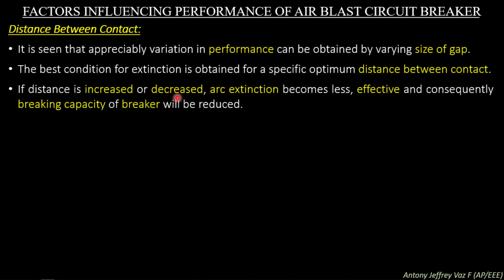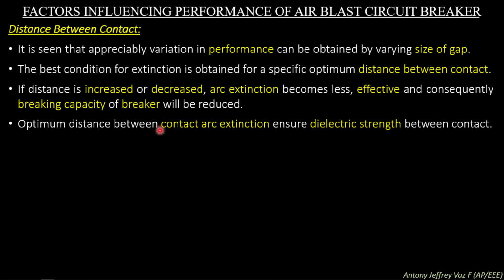If the distance is increased or decreased, arc extinction becomes less effective, and consequently the breaking capacity of the breaker will be reduced. For a particular rated voltage of a circuit breaker, if we increase or decrease the gap of the contact space, it will affect the breaking capacity of the breaker. Optimum distance between contacts for arc extinction ensures dielectric strength between contacts. So the arc extinction depends on the dielectric strength between the contacts.